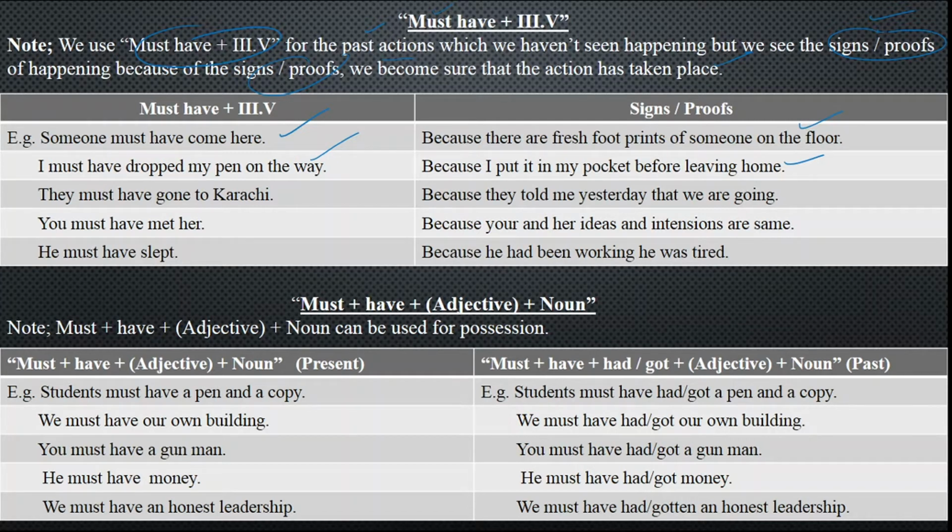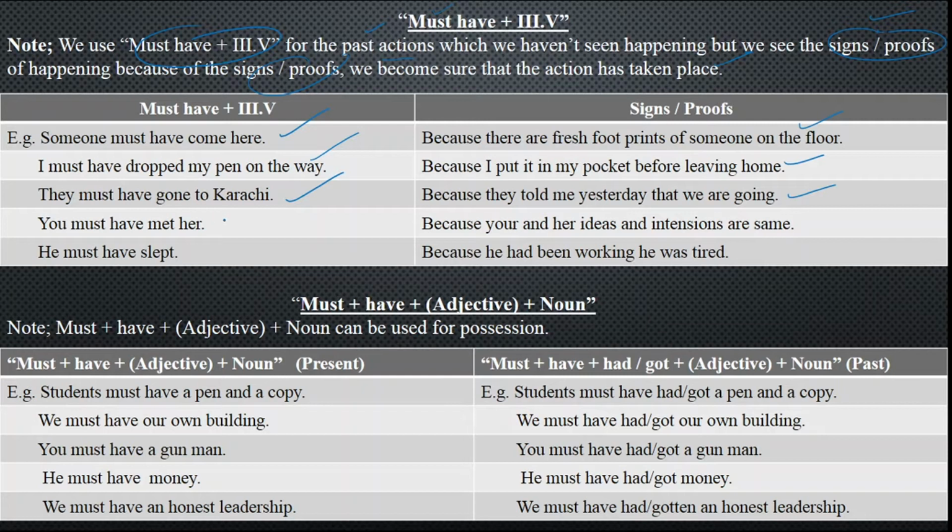He must have gone to Karachi because they told me yesterday that we are going now, or yesterday they were ready to go. So now I am not over there, but because of the proofs and signs, I can just say that this action may have happened this time, but I'm not sure. Just proofs and signs say that yes, it is to be done like this.